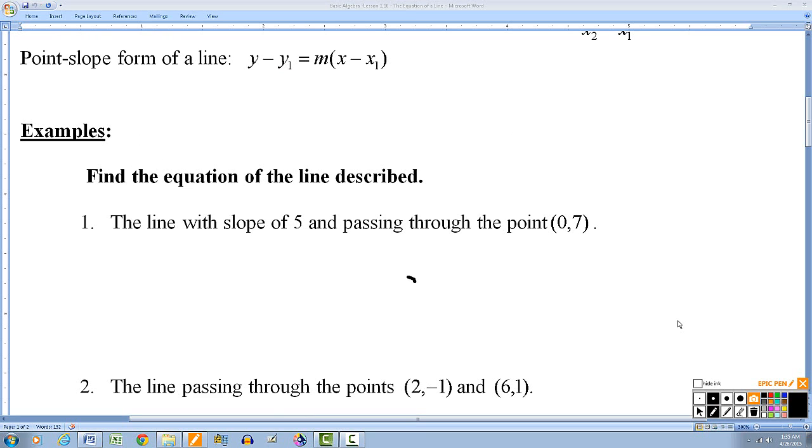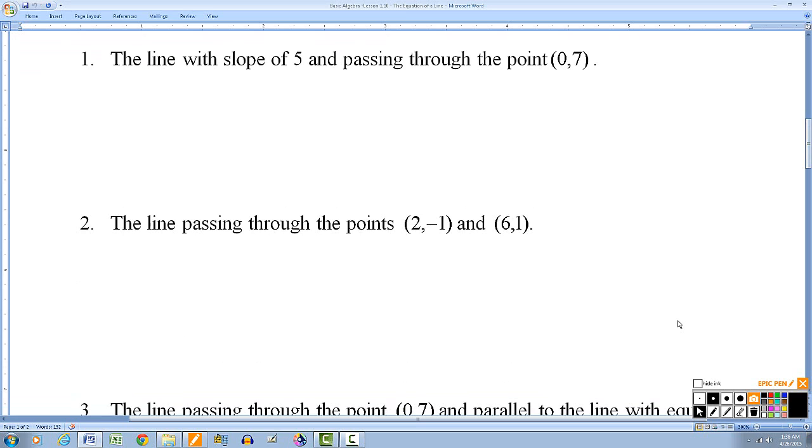Y is going to equal 5x plus 7. And that's the equation in slope-intercept form. Y equal 5x plus 7. So we clear this and go to the next one.